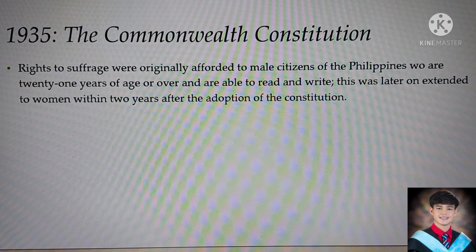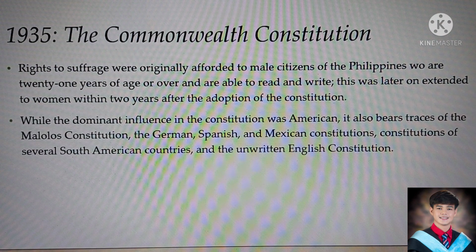Rights to suffrage, or yung karapatang bumoto, were originally afforded to male citizens of the Philippines who are 21 years of age or over and are able to read and write. This was later on extended to women within 2 years after the adoption of the Constitution. So, nagkaroon ng karapatan na bumoto yung mga kalalakihan, and then within 2 years, binigyan na rin ng karapatang bumoto ang mga kababaihan. So, 21 years of age ang kailangan and over. And then, siyempre, kailangan marunong magsulat at bumasa.